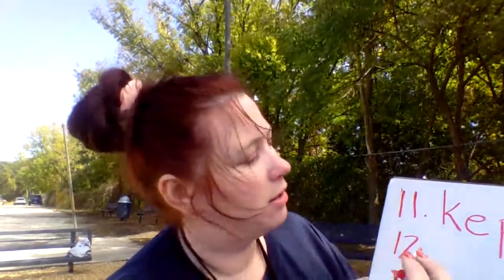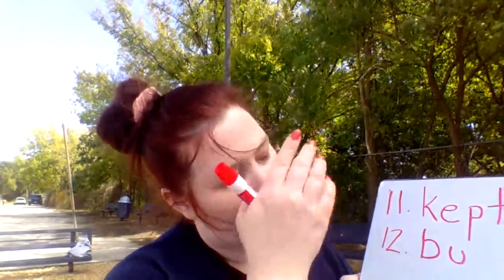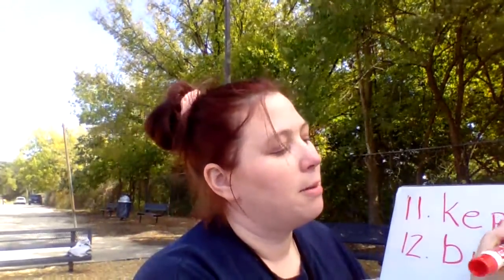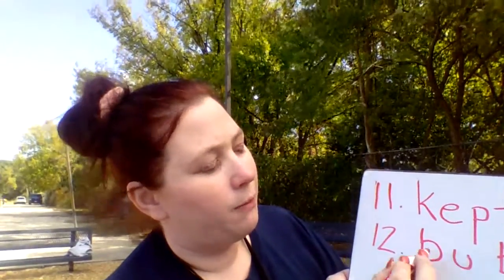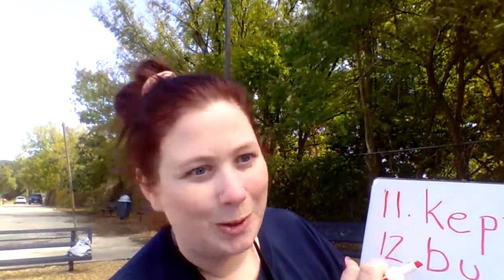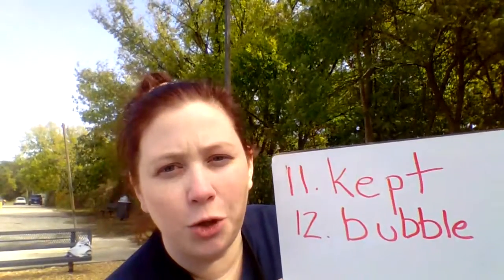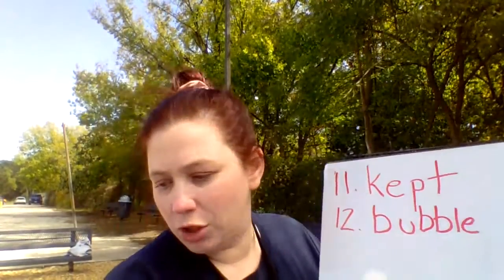Bubble. B-U-B-L. We have B-U. Remember how when we talked about B-L-E as one of our final stable sounds, if we followed the rules where we would bracket this off, that would make the U have a macron and say its name. So it would be bugle. And that's not the word we're going for. So to make it bubble, we need another B in there. B-U-B-B-L-E. Good job.